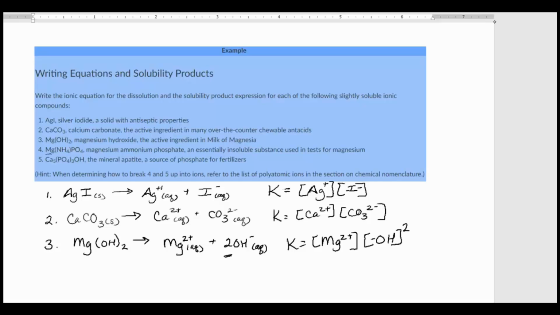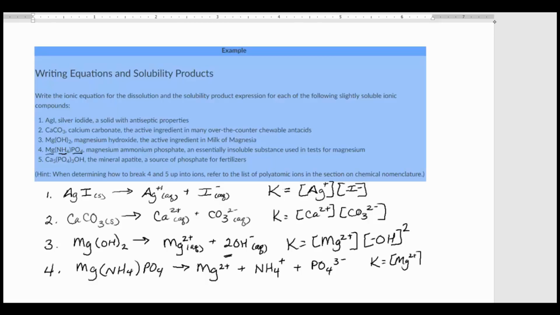Number 4, this is a case where we actually have 3 ions here. Now that might not be something that you've seen before, but just use your intuition with some of this. So magnesium is a 2+. I'm going to leave off the aqueous because I'm getting a little bit sloppy. Then I have my ammonium ion, and then I have my phosphate. So that means the K value is going to be dependent on the magnesium times the ammonium times phosphate.